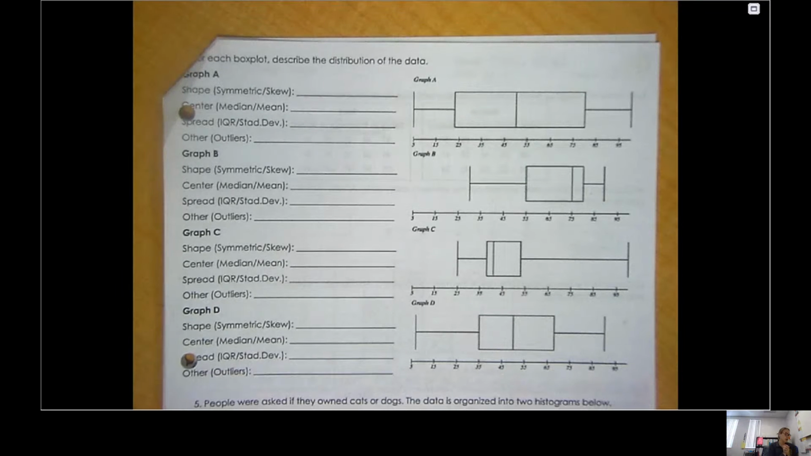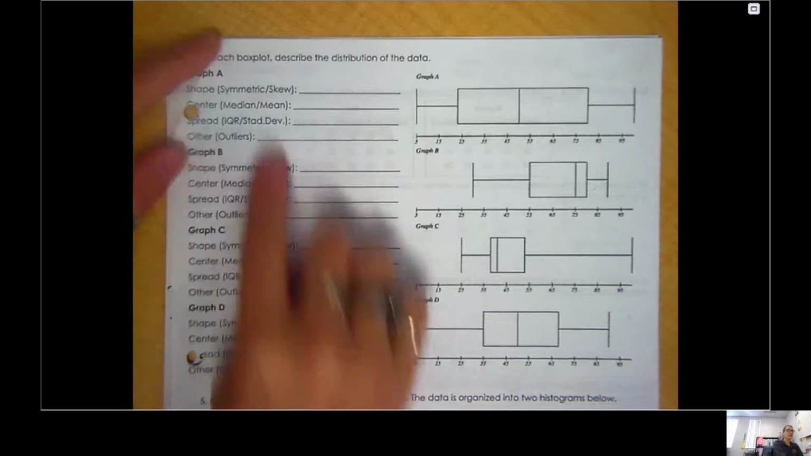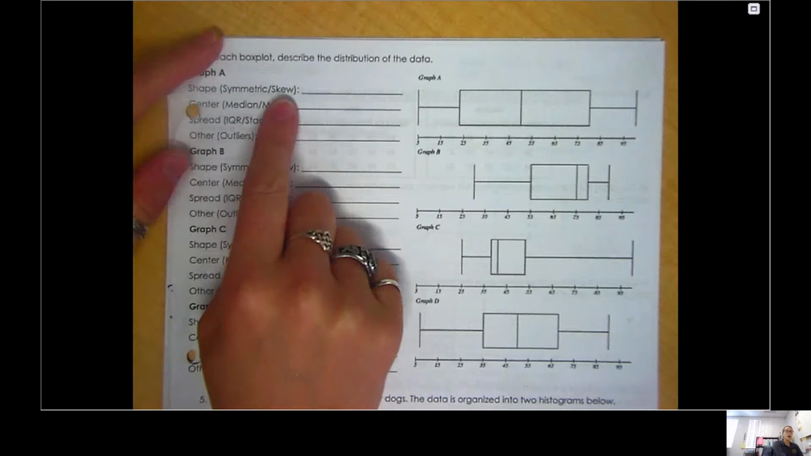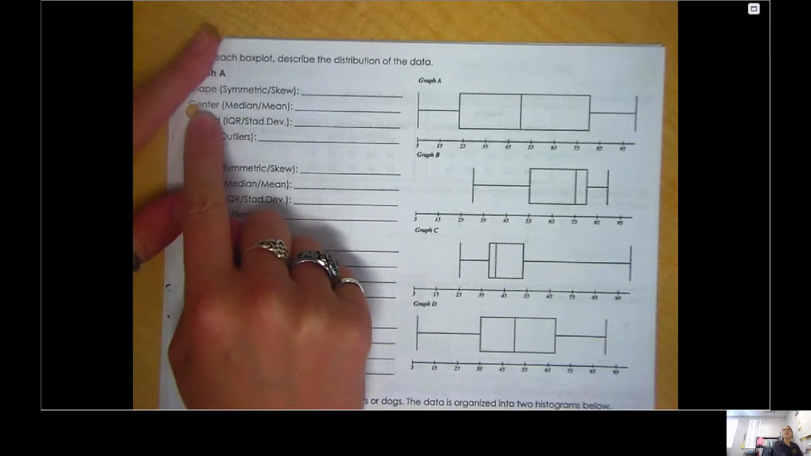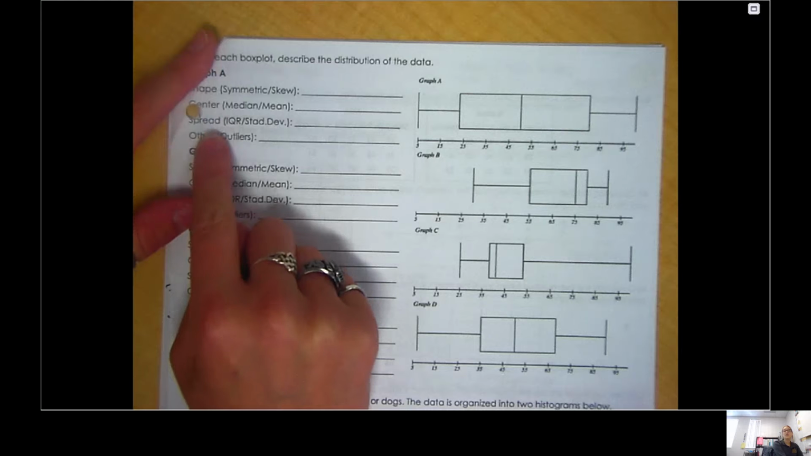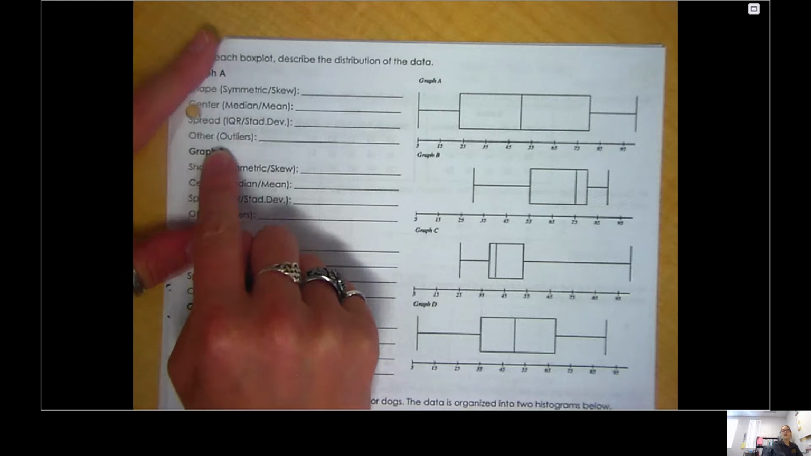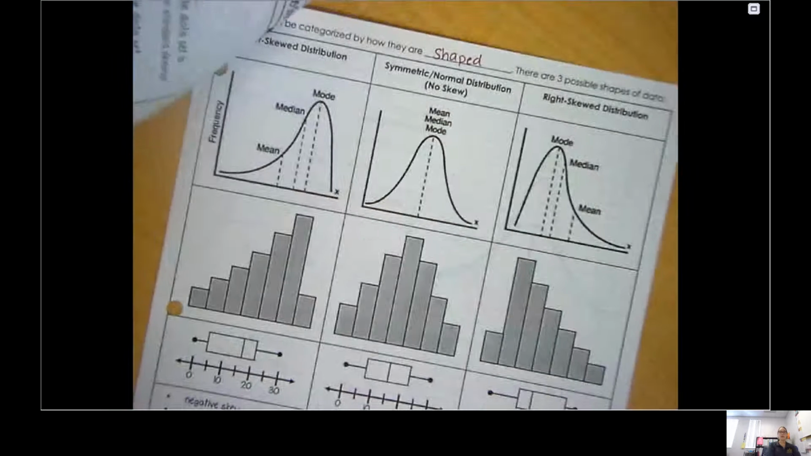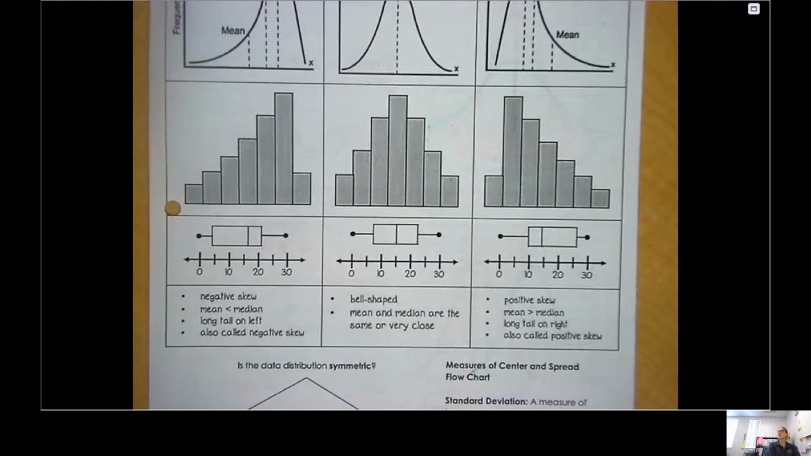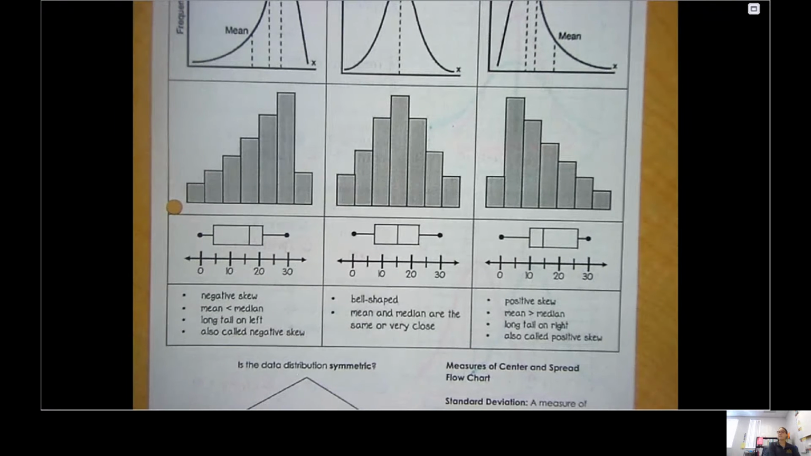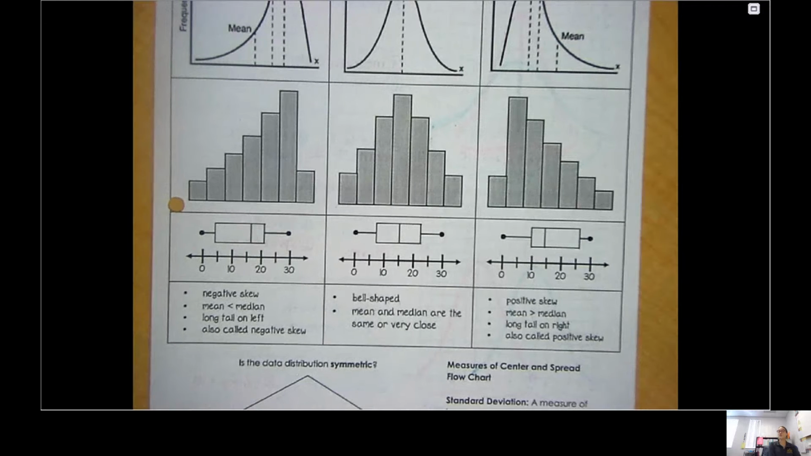All right. For question number 4, it says for each box plot, describe the distribution of the data. So I want to know a couple of different things for all of them. I want to know, are they symmetric or not? Should I use the mean or the median for the center? Should I use the IQR or the standard deviation for the spread? And are there outliers? So as long as you have this page, you can really take a look at this page and see which one your data looks like. And that's going to help you figure out the distribution.